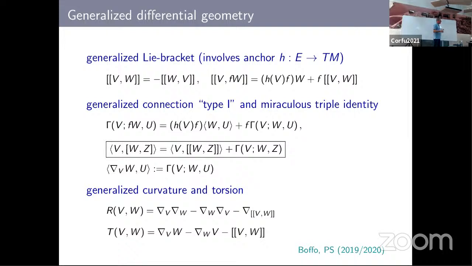So once you got that, you can get a formula for a connection. You can get formulas for curvature and torsion, which are fully tensorial. There's this triple identity, which features the Dorfman bracket in the first slot, and this generalized Lie bracket on the right-hand side, and the third term then automatically gives a connection satisfying all the required properties, a generalized connection. Right, for notation, maybe that's easier to read here. So you've got the derivative along V of W contracted with U, that's this thing here.